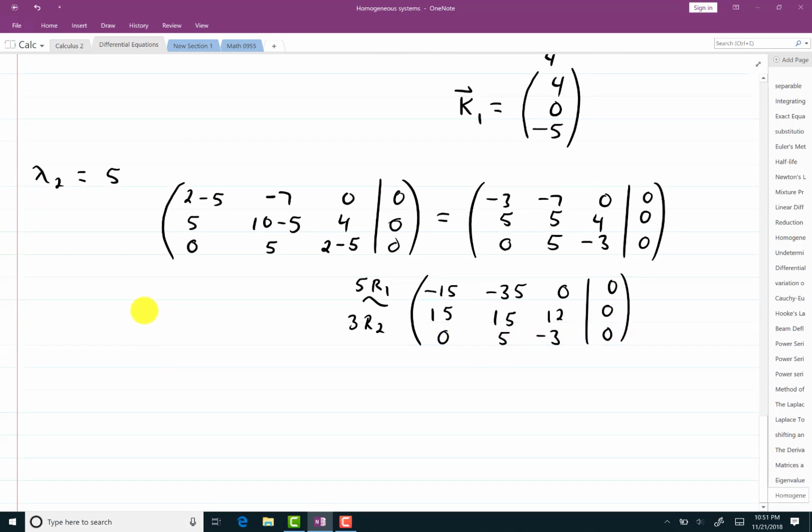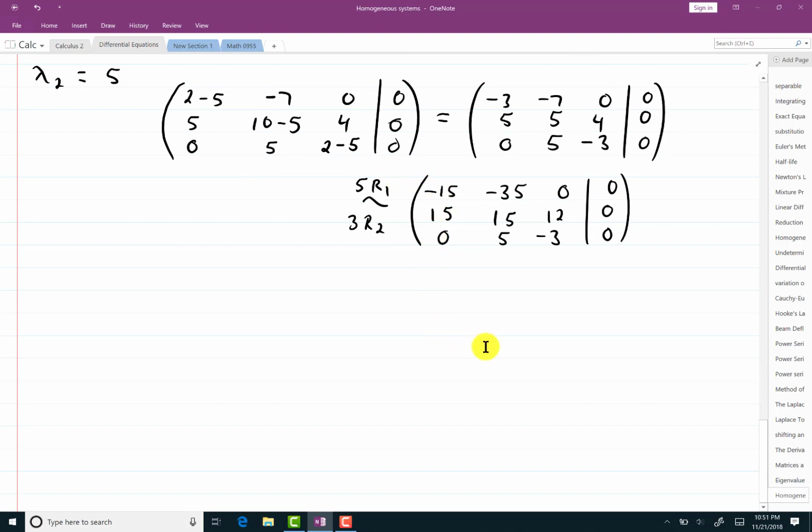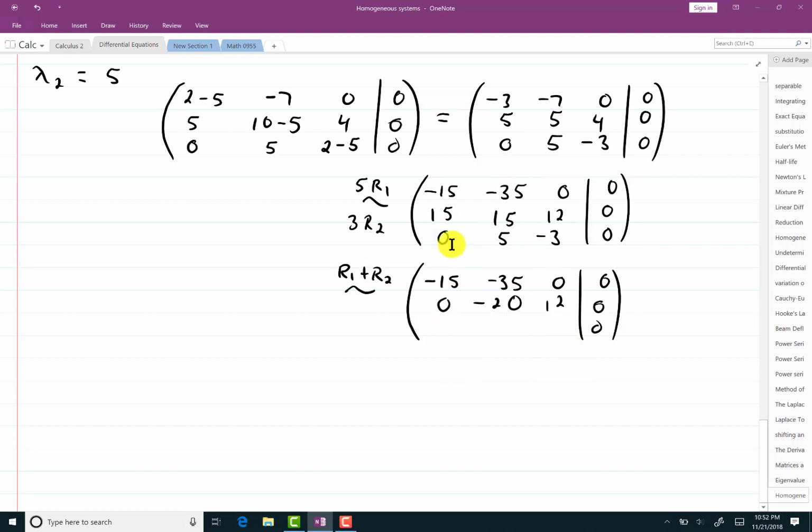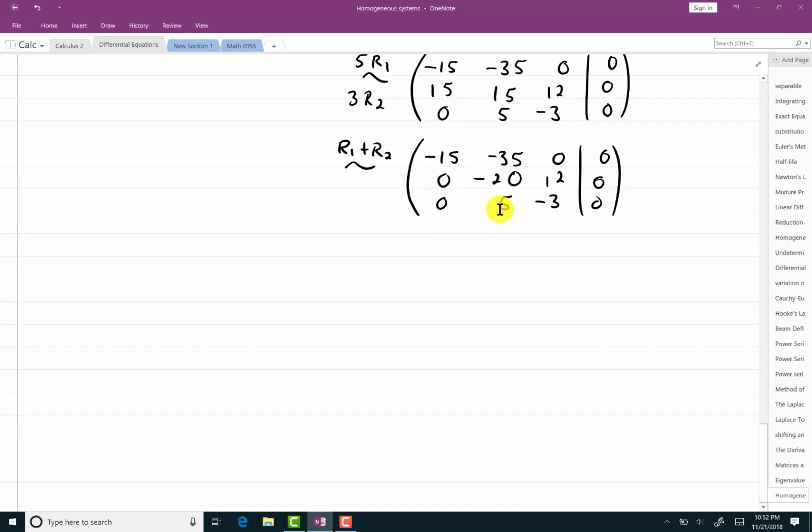Now what I'll do is add row 1 to row 2. And I write that as r sub 1 plus r sub 2. So I have negative 15, negative 35, 0. And so I have 0 here. Here I'll have negative 20 for my middle term there. And I will not affect the 12. And then I have 0, 5, negative 3. Now you can see what's going to happen next. I can take 4 times the third row and wipe out the second row.